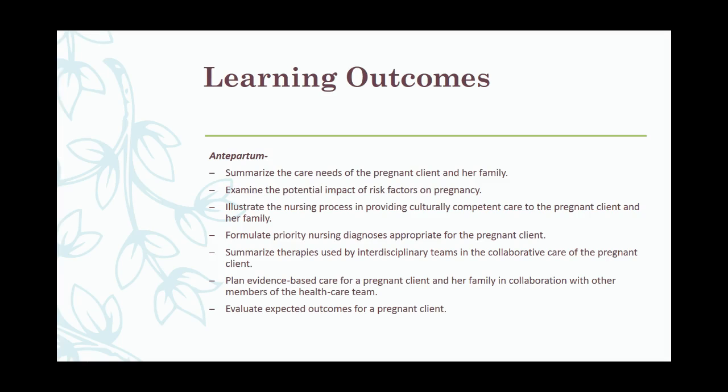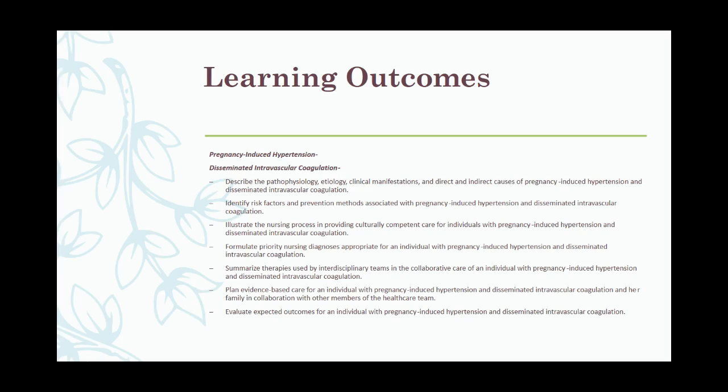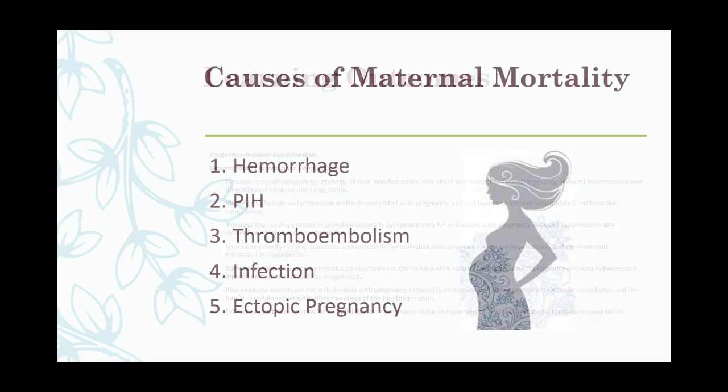Here are your learning outcomes, and if you notice, pregnancy-induced hypertension and DIC, disseminated intravascular coagulation, have been added here in your learning outcomes. So, as we talked about in our previous PowerPoint, the goal in this field of nursing is a healthy mom and a healthy baby. That is our ultimate outcome goal.